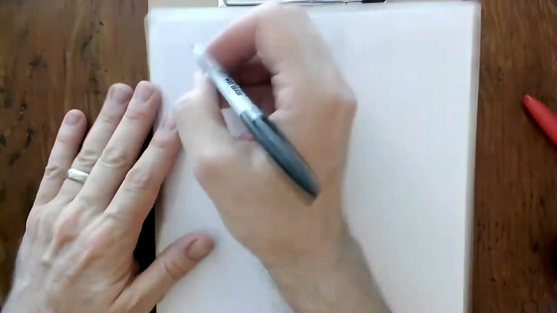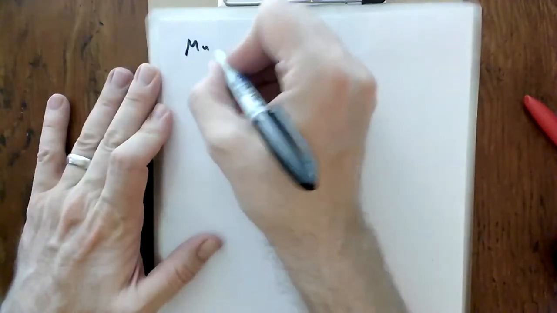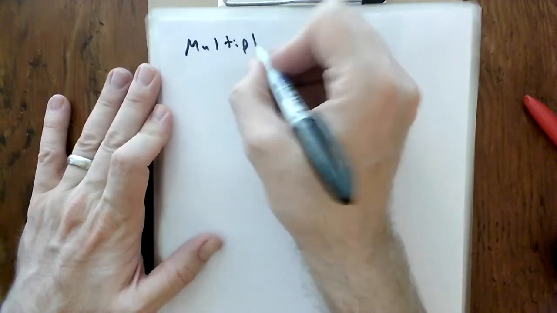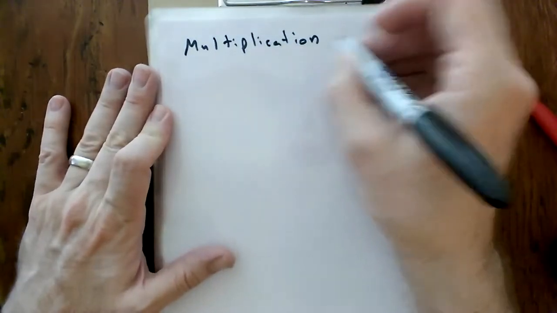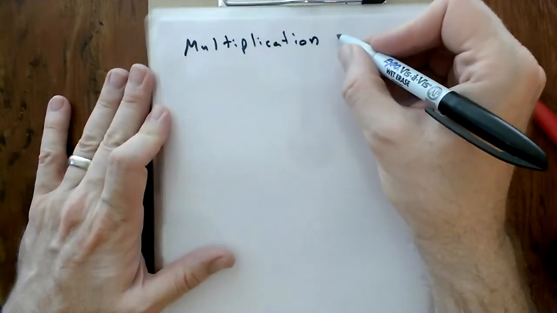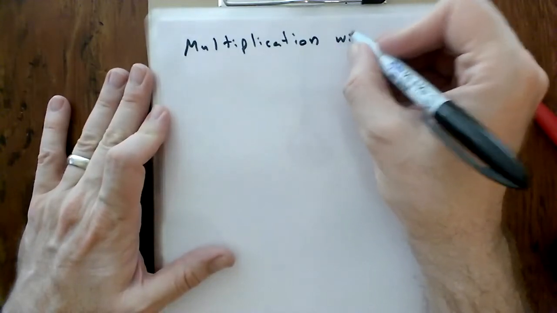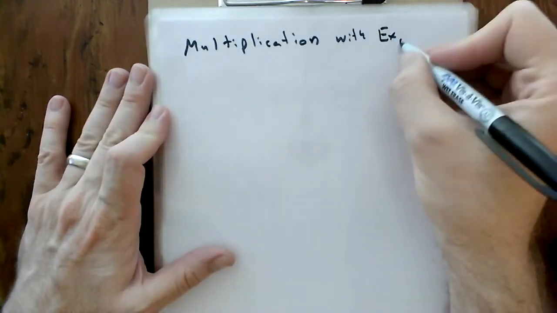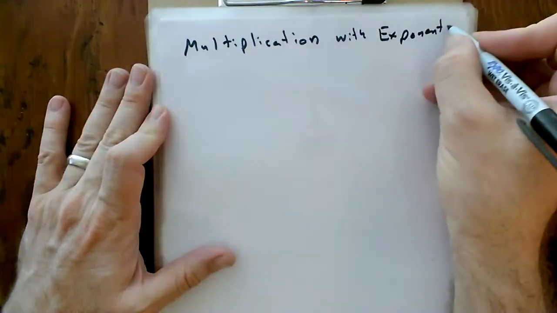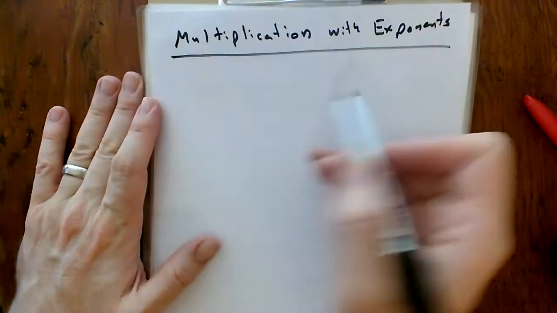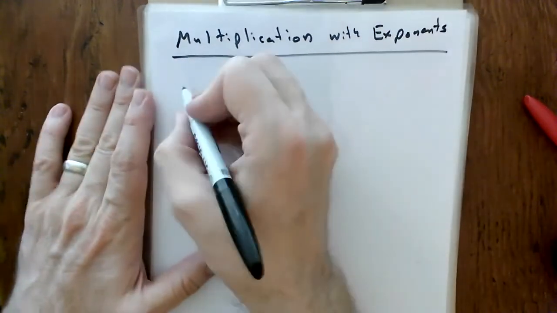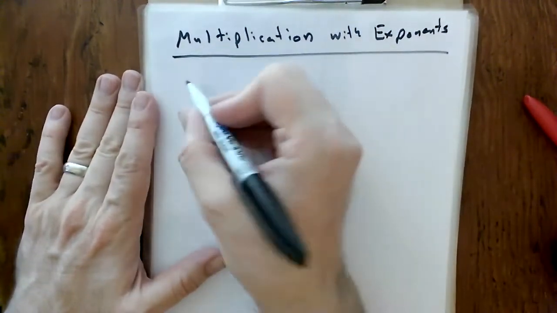Okay, we're going to be talking a little bit about some rules of exponents, and we're specifically going to be talking about multiplication with exponents. And the things to remember about multiplying any terms, multiplication with exponents is, well, first of all, I always like to start off with what an exponent is. An exponent is repeated multiplication.